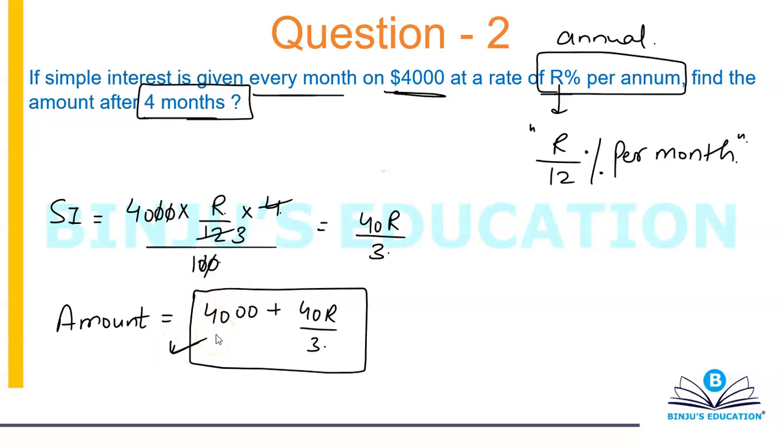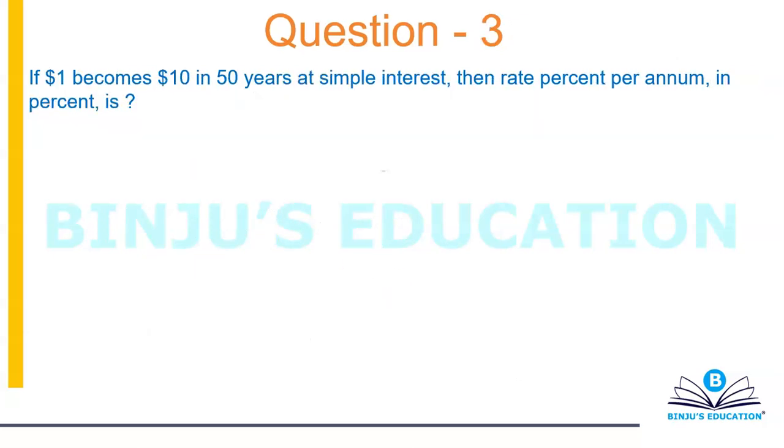And you could have taken 40 common, like different ways of writing one thing: 40 times (100 plus R by 3). That's the answer. So again, the simple thing, you have to just sync the rate of interest and the time period. So in this case, it was R% per annum, so I converted it to be R by 12% per month, and then multiplied it by 4, and basically doing the same thing again and again. That's it, nothing else. All right, pause the video and try this third question, please.